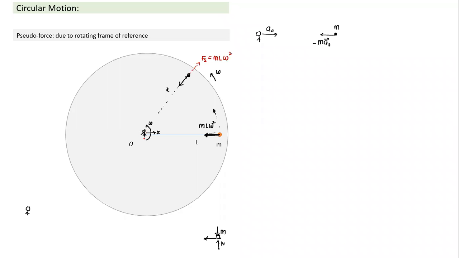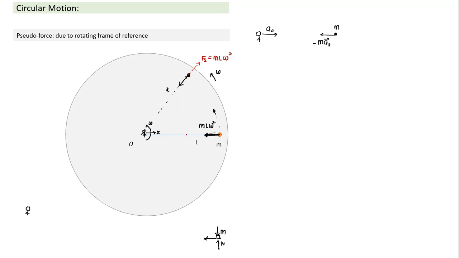So now in this frame of reference, if I apply pseudo force, again I apply laws of motion. I observe the position of this object in this frame of reference is not changing. It is in the state of rest or equilibrium. Hence net force must be zero. This real force plus pseudo force both make it zero.